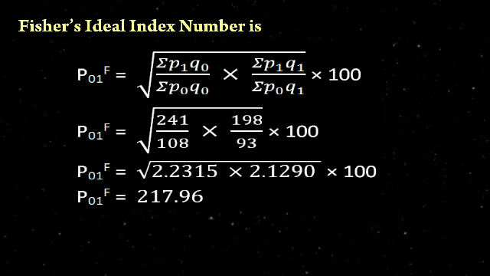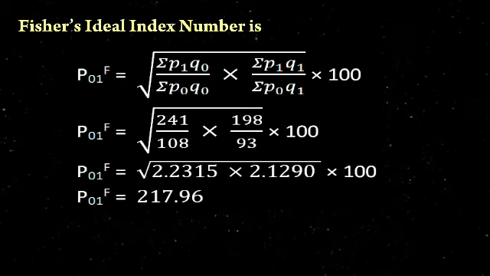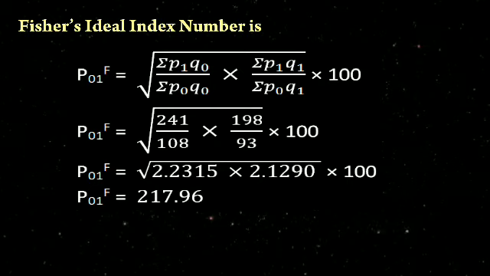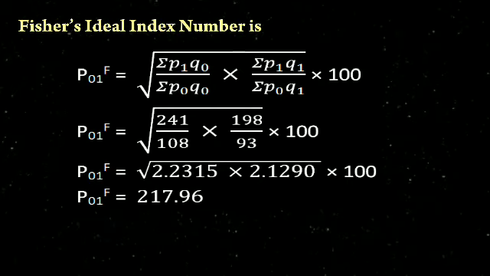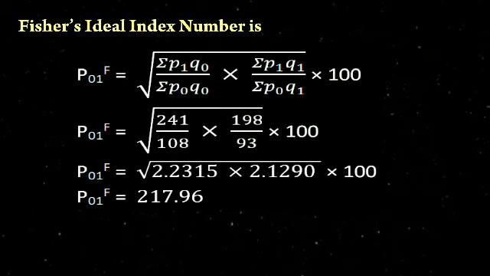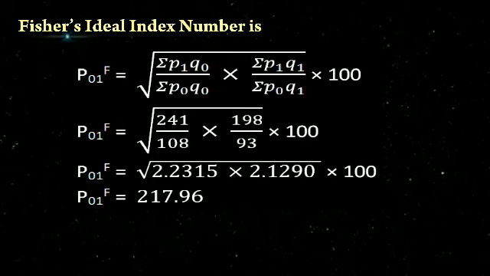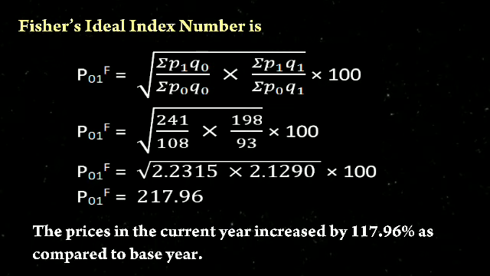That is equal to, first divide and write the answer. That is 241 by 108 is 2.2315 into 198 by 93, that is 2.1290 and multiplied by 100. After that, first find the product, take the square root and then multiply by 100 and you will get the answer, that is 217.96.